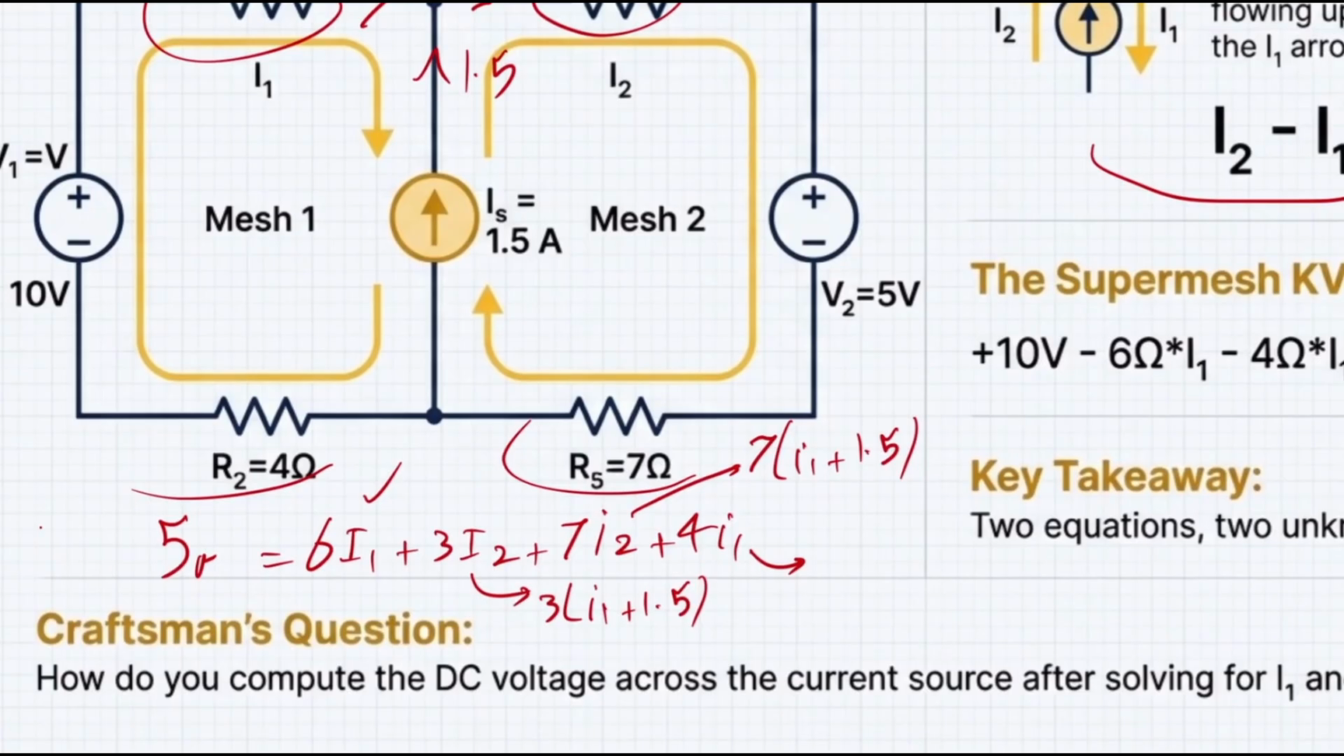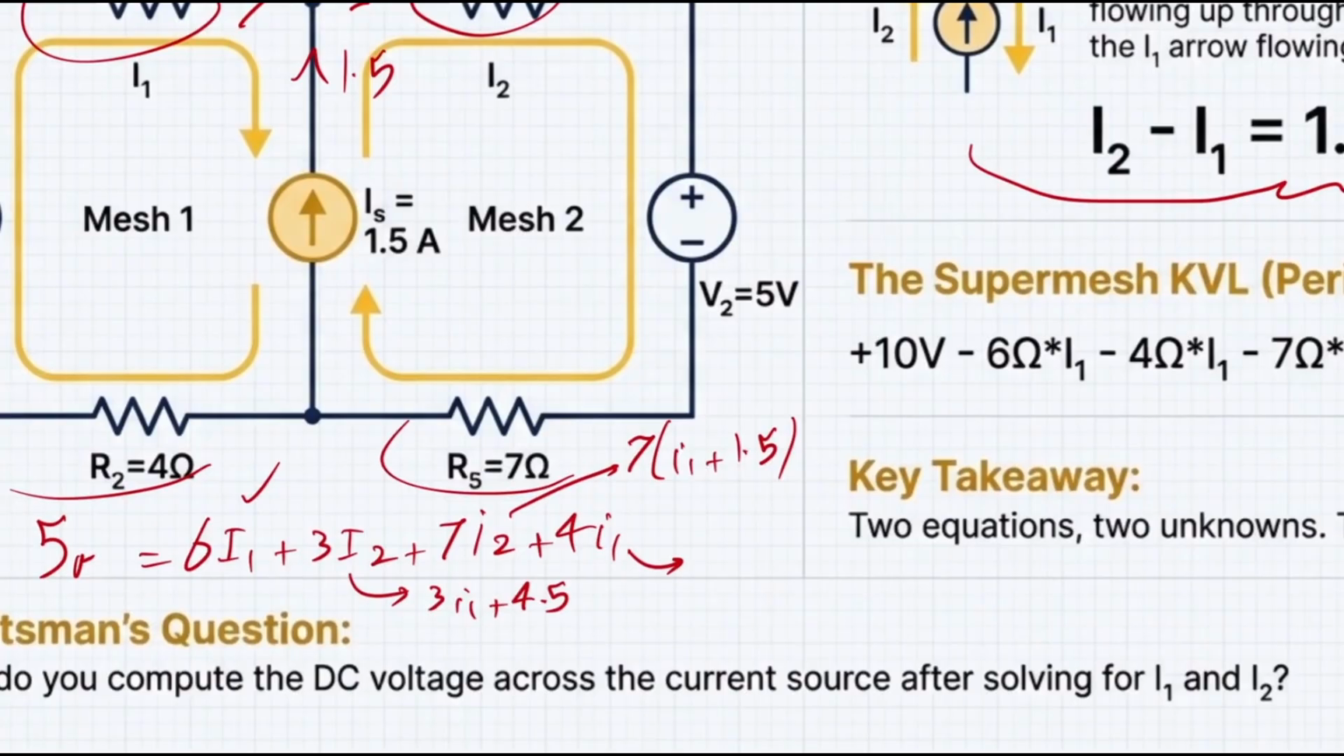So I can simply get rid of that and say that 3I1 plus 4.5, right? So it would be 3I1 plus 4.5. Then I can do the same thing over here. I can just multiply the 7 by I1 and 7 by 1.5. If I do that, I do have the 7I1 plus 10.5. So just write it down. This would be 7 times I1 plus 10.5.